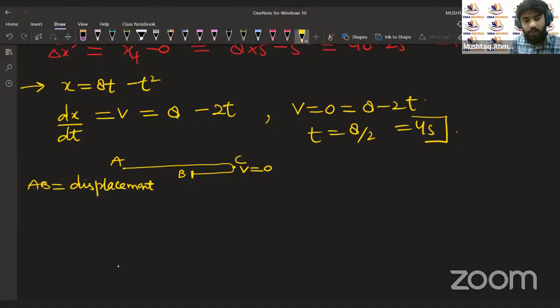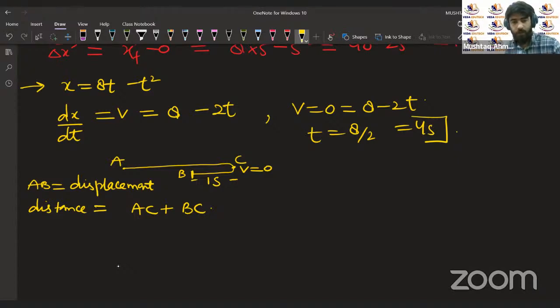And if we have to calculate the distance, the distance will be greater than the displacement here. So distance will be AC plus BC. So this is the total distance. After time t equal to 4 seconds, the particle stops here. It means that the particle just travels from this point to this point in the next 1 second. In the next 1 second, the particle travels from C to B.